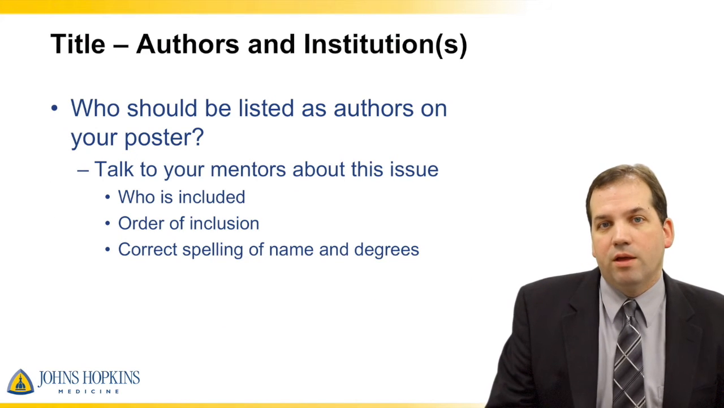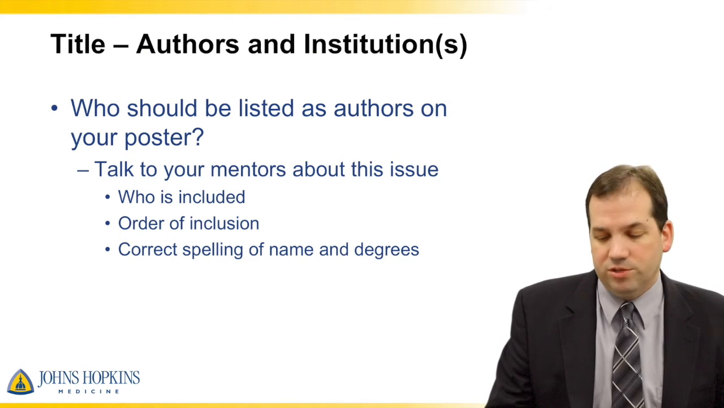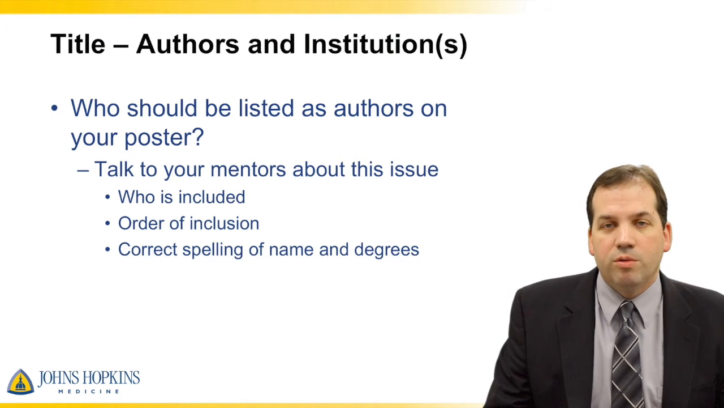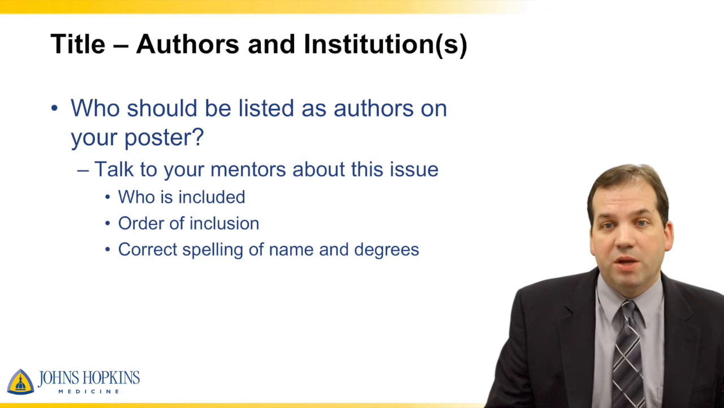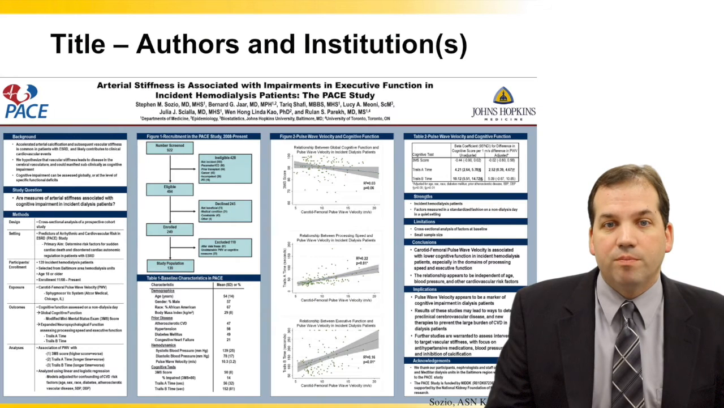So the title comes with the authors and institutions. You might be asking yourself, who should be listed as authors on the poster? Traditionally, if you've submitted an abstract for it, the same people who are authors for the abstract should also be listed as authors on the poster itself. But I encourage you to talk with your mentors about this issue. Talk about who's included and what's the order of inclusion. Make sure the correct spelling of their names and degrees are on there as well.